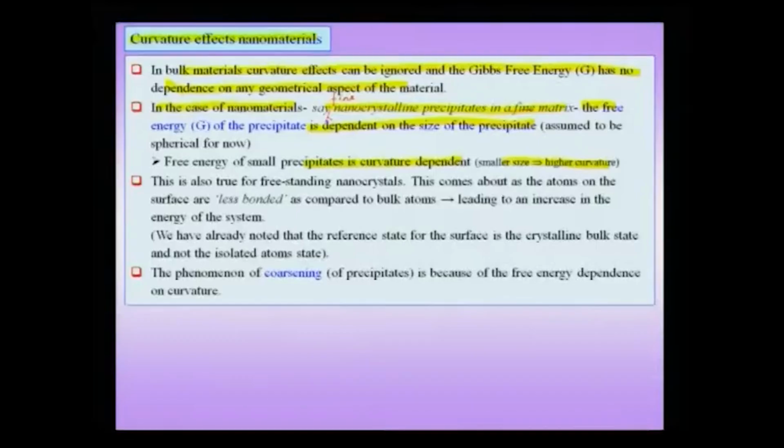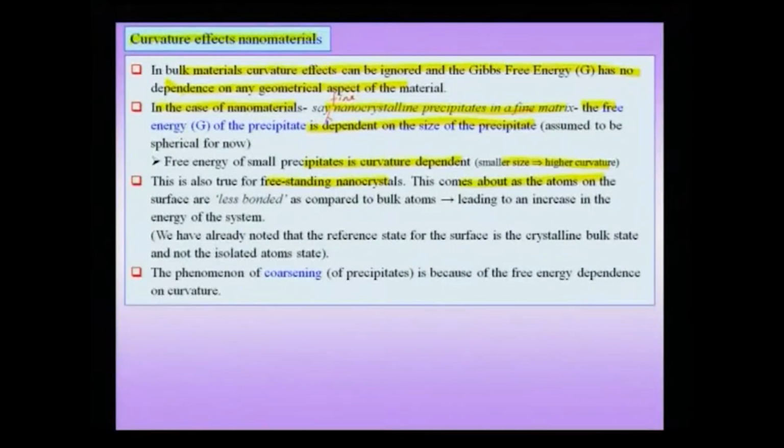Now, what we consider for a precipitate is also going to be true for freestanding nanocrystals, and the reason is not difficult to understand why the free energy of these nanoparticles or nanocrystals has to be higher than that of the bulk material. This is because the atoms on the surface are less bonded as compared to the bulk atoms. This leads to an increase in the energy of the system.